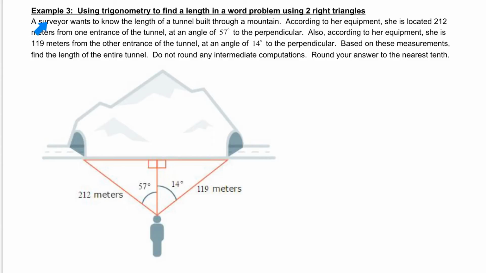Example 3 says, a surveyor wants to know the length of a tunnel built through a mountain. According to her equipment, she is located 212 meters from one entrance of the tunnel at an angle of 57 degrees to the perpendicular. Also, according to her equipment, she is 119 meters from the other entrance of the tunnel at an angle of 14 degrees to the perpendicular.